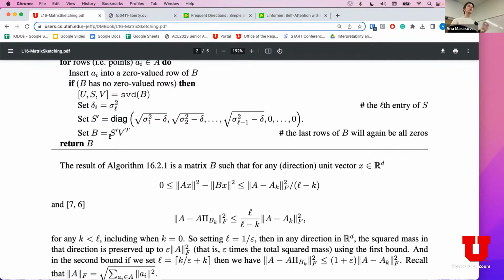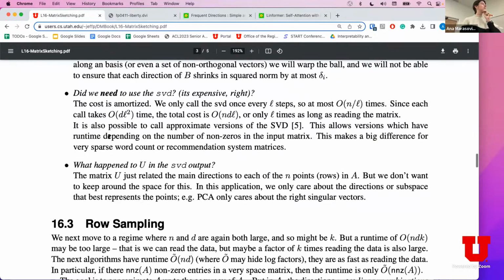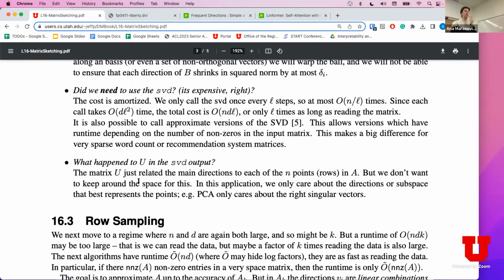And that second rotation is not really needed, because all we care about are the important directions and how important they are, which is given by the singular matrix. So we don't need to go all the way back to the original space. And that's basically what is written over here as well.